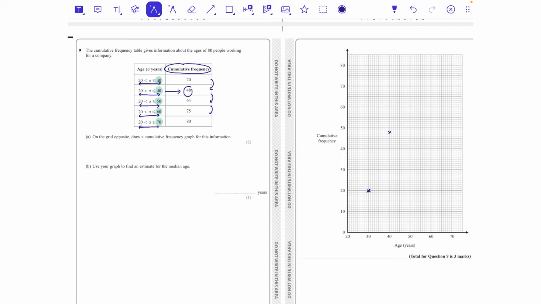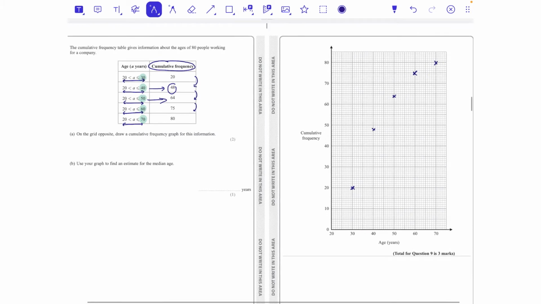Always check what you're going up in. This is going up in 1, so we're okay. Across to 50 and up to 64. So that's going to go there. Across to 60 and up to 75, which is there. And across to 70 and up to 80, which is there.